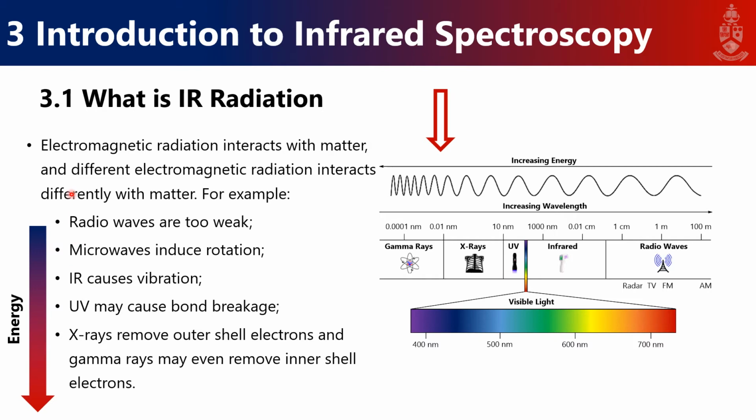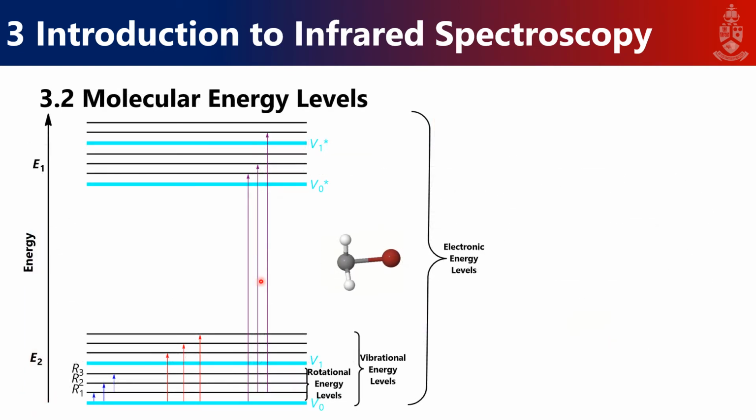So that's just a reminder of how electromagnetic radiation interacts with matter, and specifically IR causes vibration. So the vibrating of atoms in a molecule is connected with IR. We need to correlate those ideas with what we want to look at in IR spectroscopy of our complexes. So a bit more on molecular energy levels.